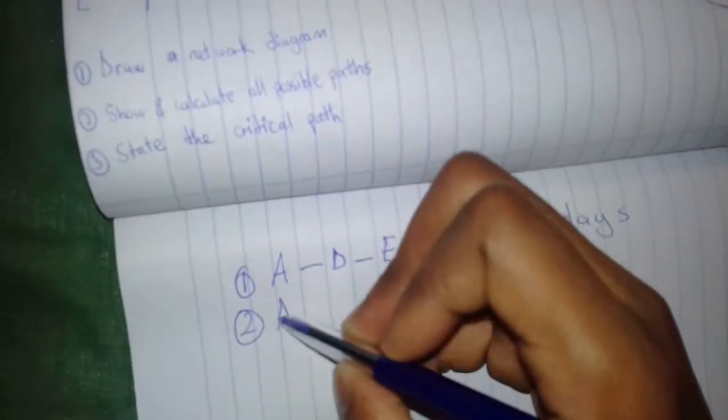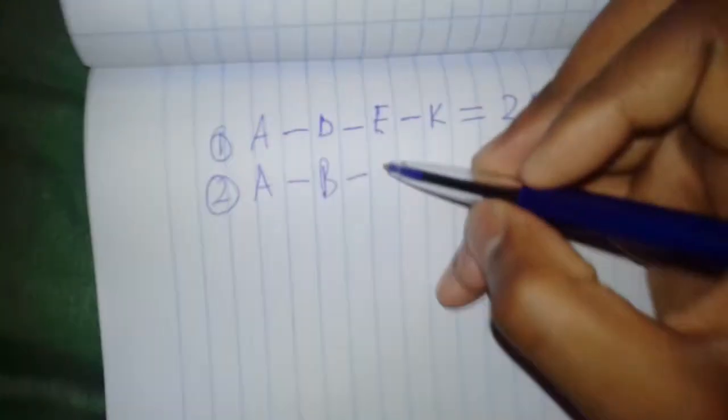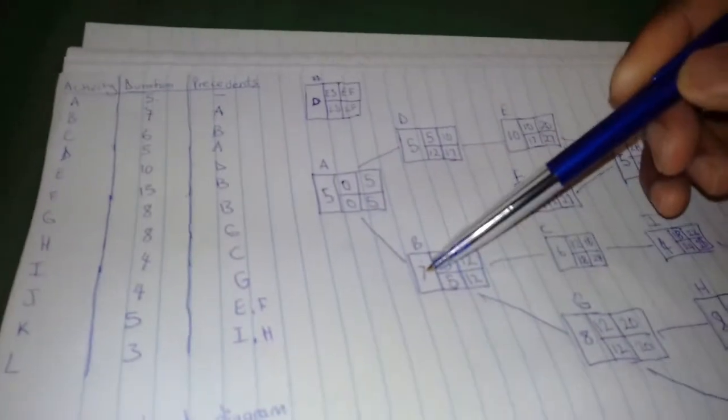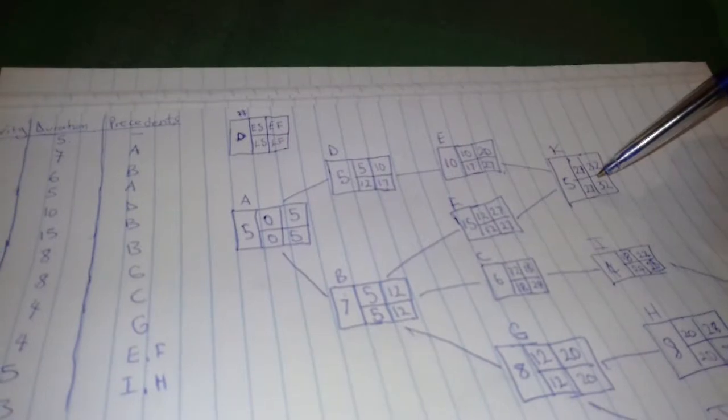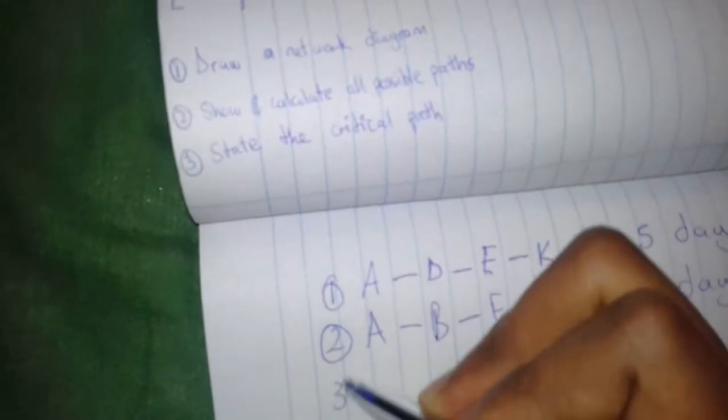So now you write here 25 days, né? And then the second possible path, as I said, they all start with A, so I'm just going to put it there, and then A, which is 5, and then B, and then the F is another one, and then from F, K, and then calculate how many days that is: 5 plus 7 plus 15 plus 5, and that equals what? 32 days. So you put 32 days like that.